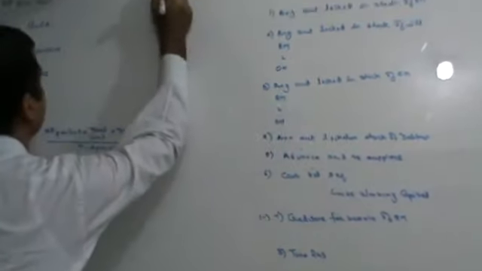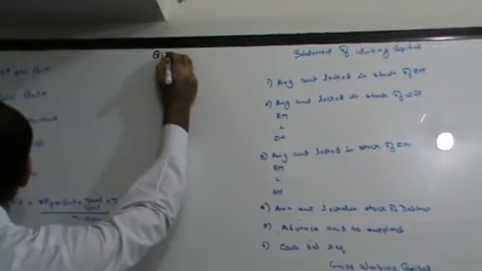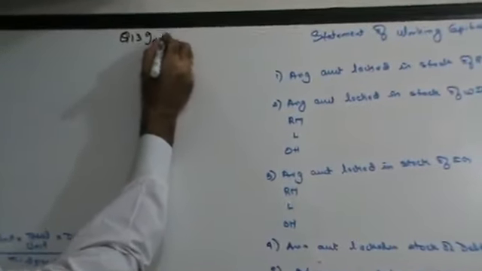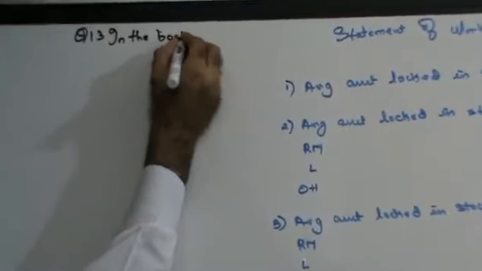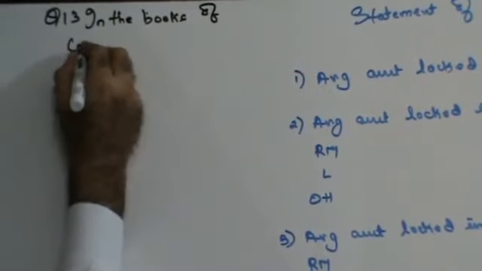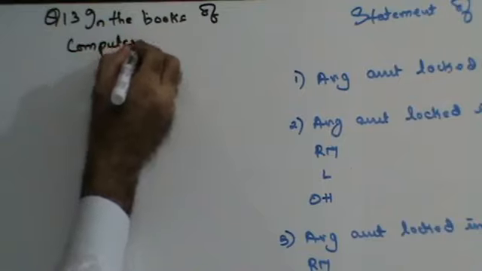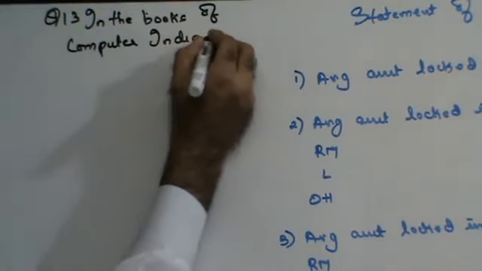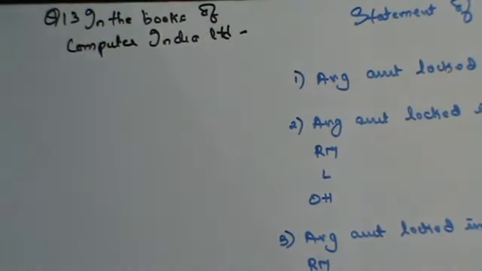We are doing question number 13 in the books of Computer India Limited. Computer India produced and sold 6,000 laptops in 2001 and their cost was as follows. In 2002, they planned to manufacture 7,800 laptops.